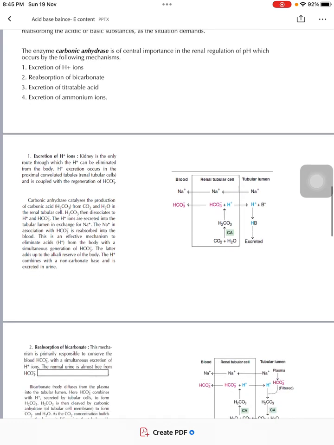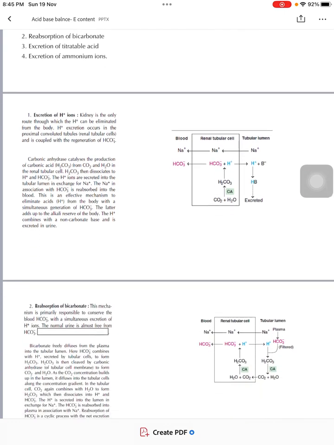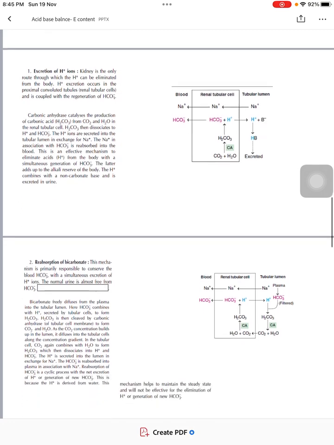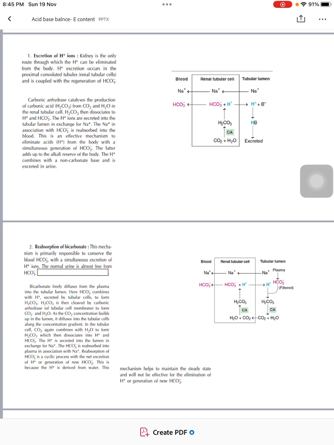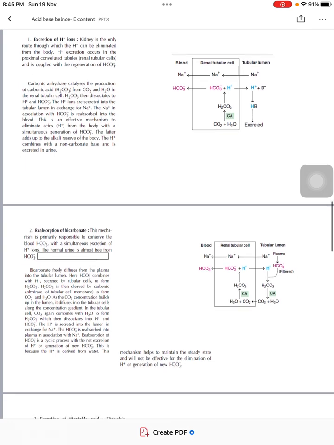First one, excretion of H+ ions. Kidney is the only route through which the H+ ions can be eliminated from the body. H+ ion excretion occurs in the proximal convoluted tubule and is coupled with the regeneration of bicarbonate. Carbonic anhydrase catalyzes the production of carbonic acid from carbon dioxide and water in the renal tubular cell. The carbonic acid then dissociates into H+ and bicarbonate. The H+ ions are secreted into the tubular lumen in exchange for sodium. The sodium in association with the bicarbonate is reabsorbed into the blood.